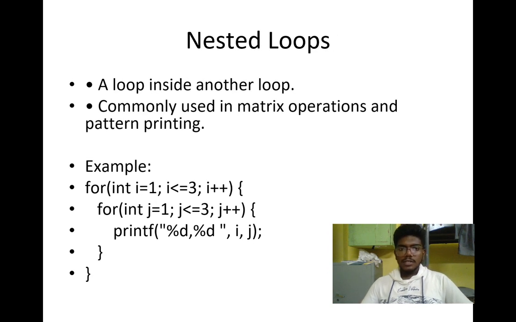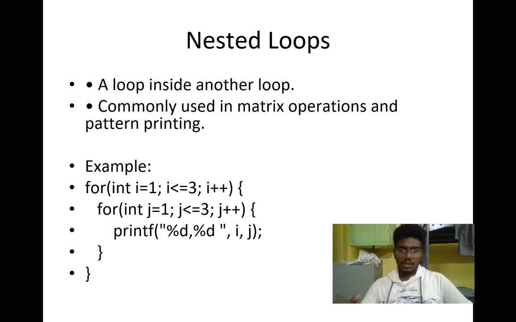Now nested loops. A loop inside another loop means first you give one loop and inside it we can give another loop. Nested loops are commonly used in matrix operations and pattern printing. For example, for (int i = 1; i <= 3; i++), and we can use another loop inside. That's why it is called a nested loop.